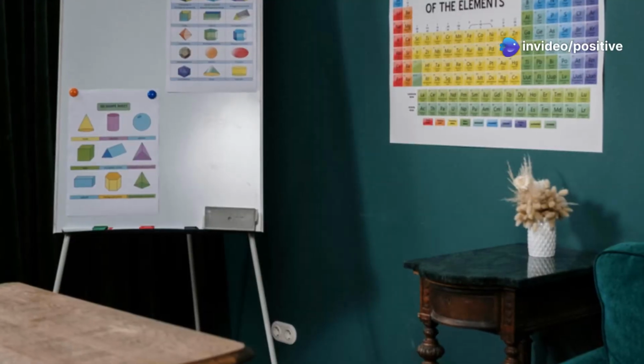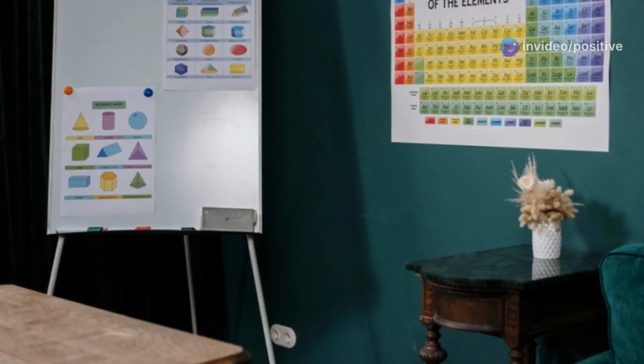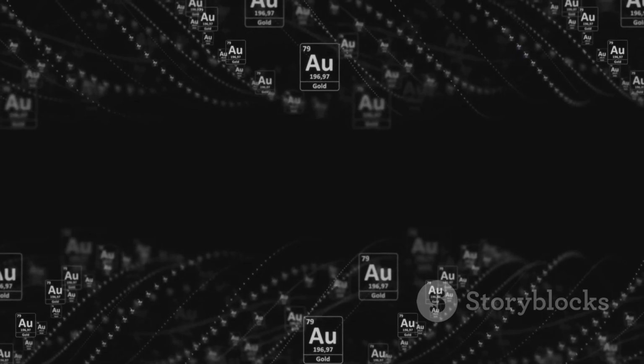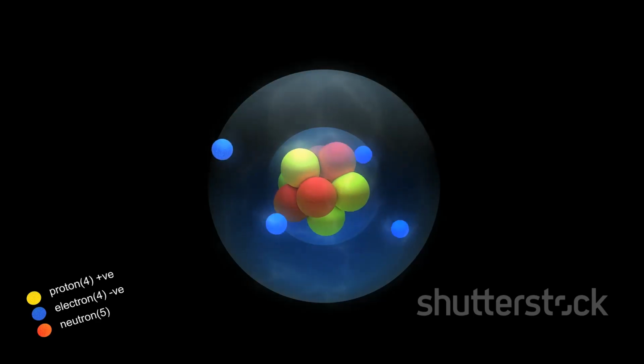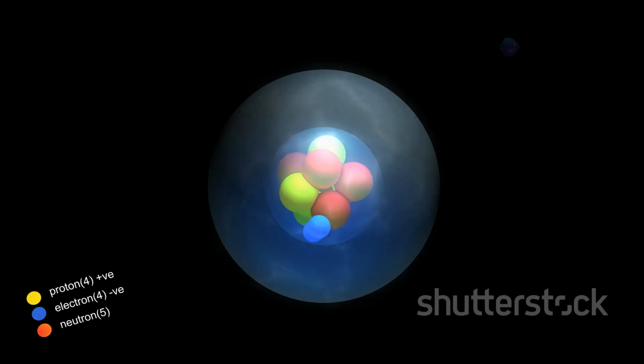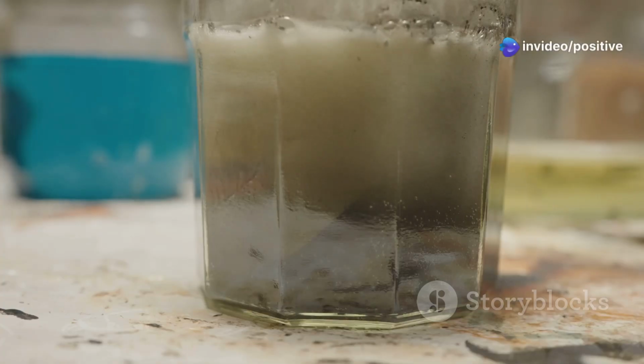Each group represents elements with similar chemical properties. Elements in the same group have the same number of valence electrons. These are the electrons in the outermost shell. Valence electrons determine how an element interacts with other elements.